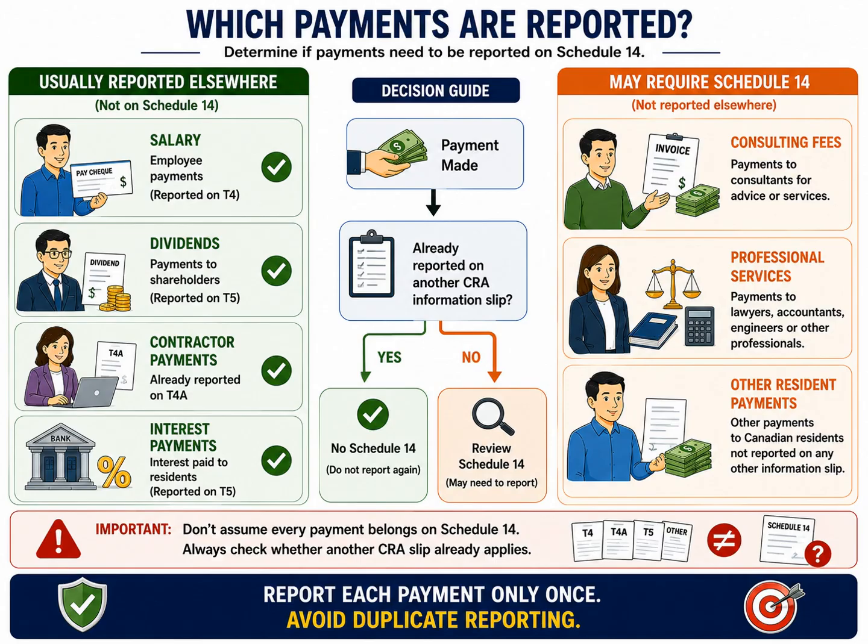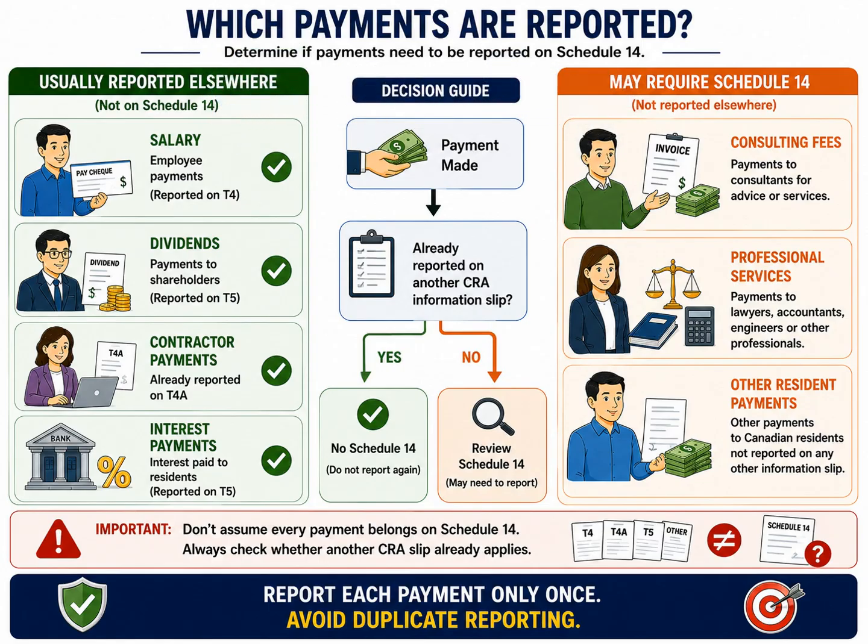For example, employee salaries are normally reported on a T4. Dividends paid to shareholders are generally reported on a T5. Many contractor or service payments may already be reported on a T4A or another required information return. Reporting the same payment again on Schedule 14 could result in duplicate reporting.